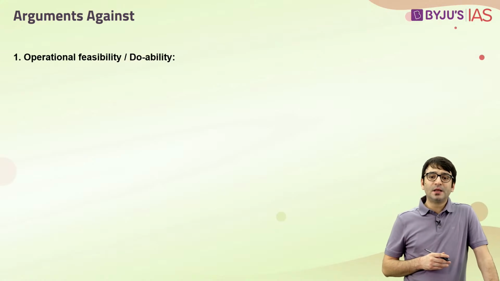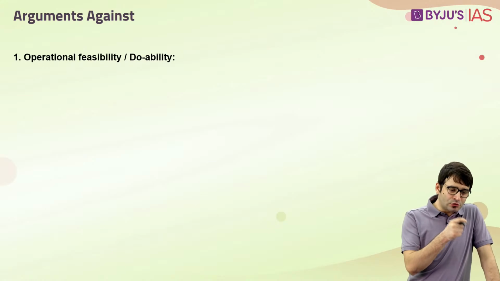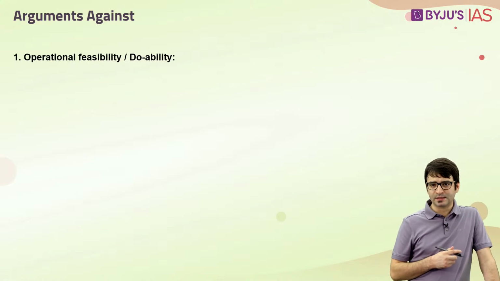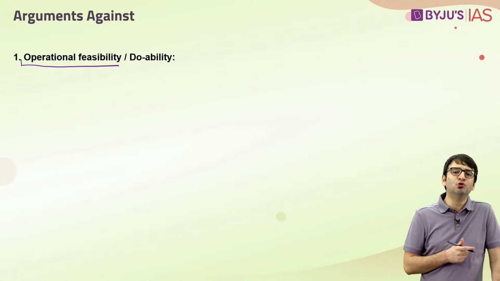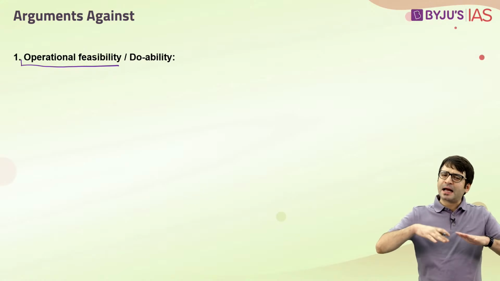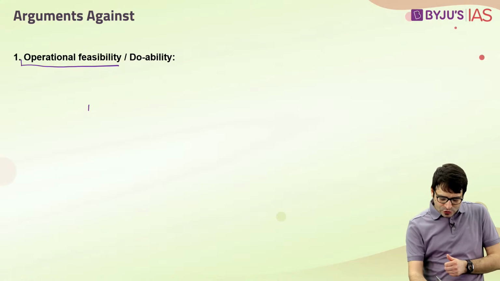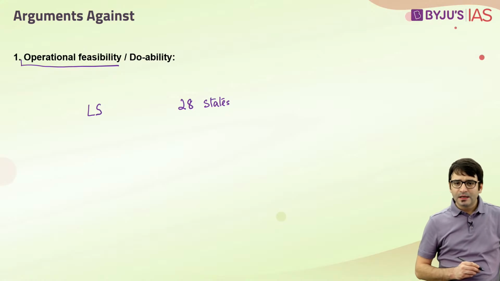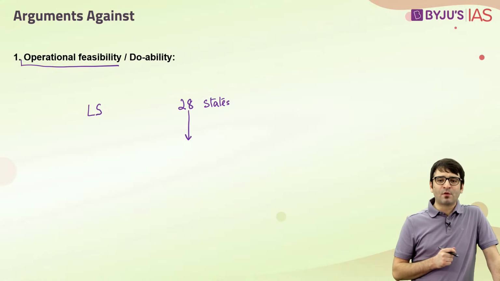But now, let's look at the arguments against. The critics who say we should not go for simultaneous elections. What are their arguments? What are their concerns? Concern number one, operational feasibility or doability. And let me make it as simple as possible for you to understand. Let's say, for example, there are elections to Lok Sabha and there are elections to 28 states as well. Let's say, for example, in these 28 states, we have a stable government.